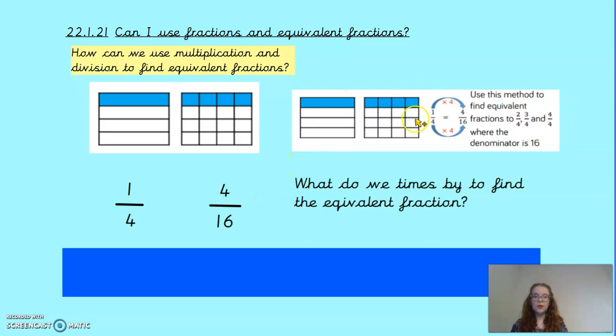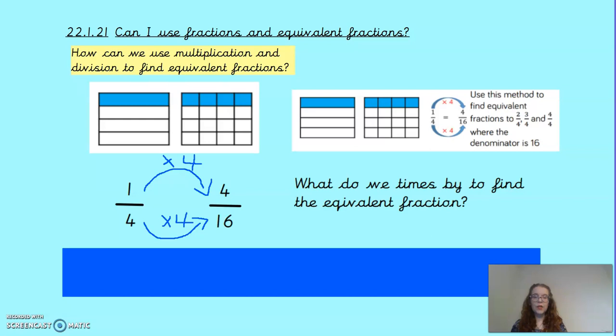Okay, so you can see my explanation here. I'm going to do it down here as well. How did we turn 1 into 4 using multiplication? What did we times it by? We times it by 4. Nice and simple. 1 times 4 is equal to 4. Easy peasy. But it's an equivalent fraction that we're working with. So what do we also need to do to our denominator? We need to do 4 times 4, or 4 squared, if you will. 4 times 4, which is equal to 16. And that is what we've done.